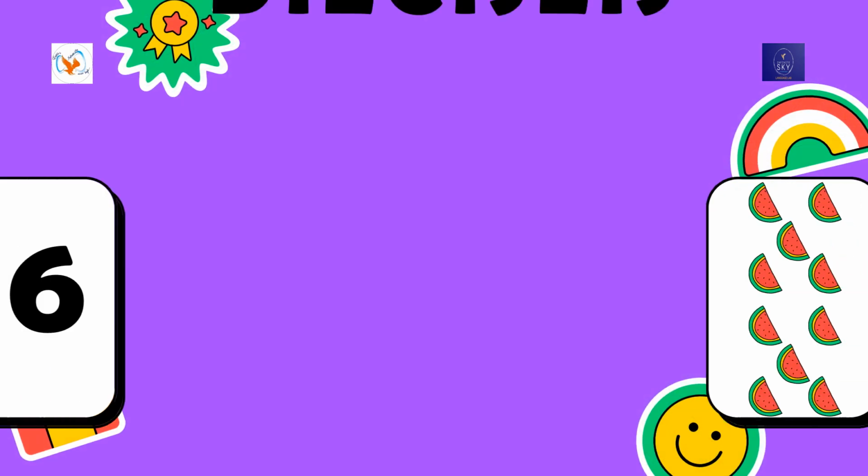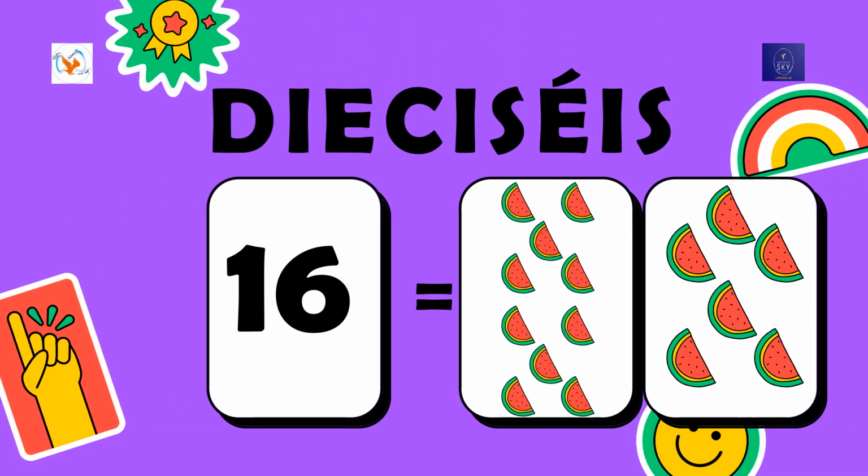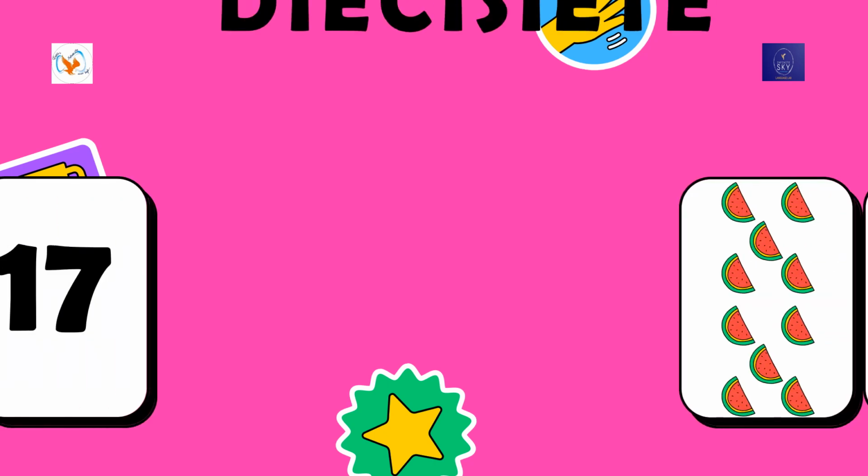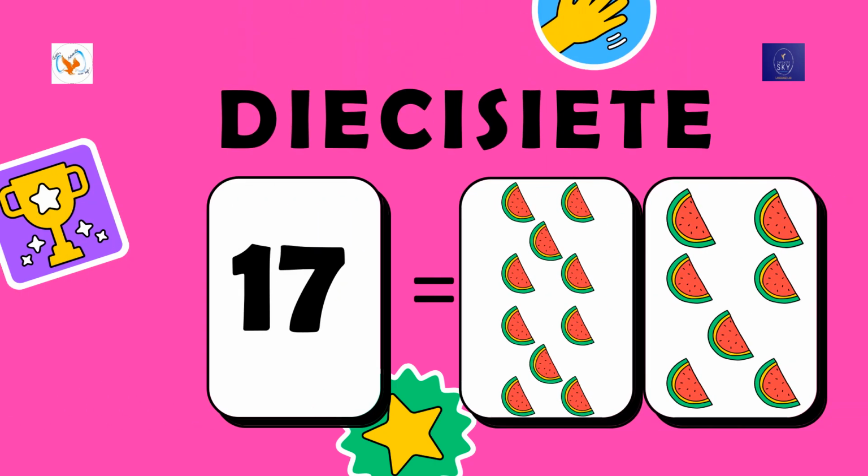Number 16 is a combination of diez and seis. So in Spanish, it is pronounced as dieciséis. Dieciséis. Just as in 16, number 17 is pronounced as diecisiete. Diecisiete in Spanish.